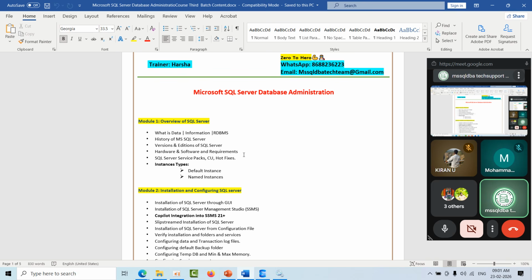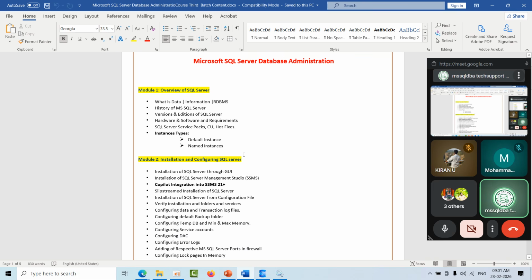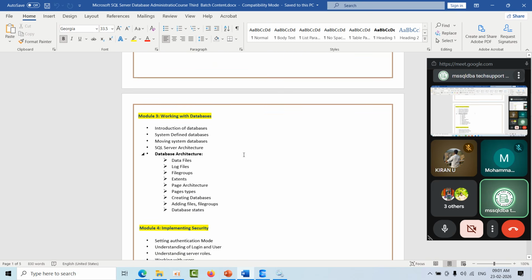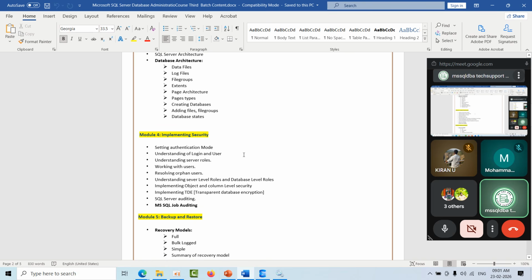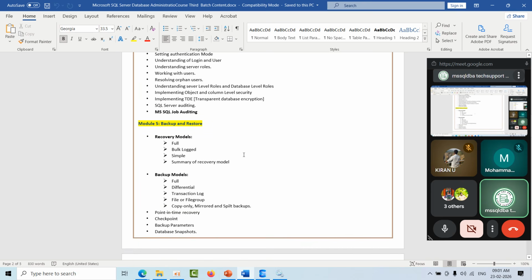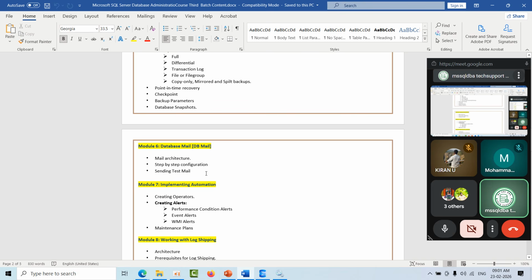In level 1, we are going to cover what SQL Server is and the configuration of SQL Servers, and how to work with the databases: data and log files and all the database internals. Then security, like user management and security management, including TDE and Always Encrypted. Also automation, backups and restores, DB Mail, and implementation of automations with the SQL Agent. So all these 7 modules will be covered in level 1.